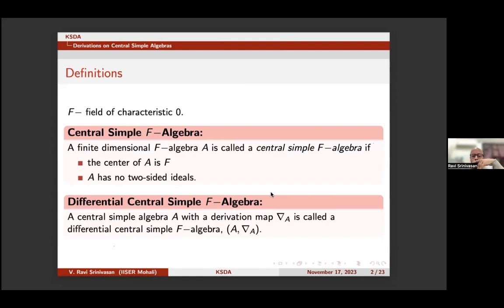So this is called a differential central simple algebra. Any derivation on the central simple algebra will actually map the center to itself. So then this derivation on A that we are considering is going to restrict to a derivation on the field. So we can just simply talk about a central simple algebra with a derivation, and that will already make the algebra a differential F module.